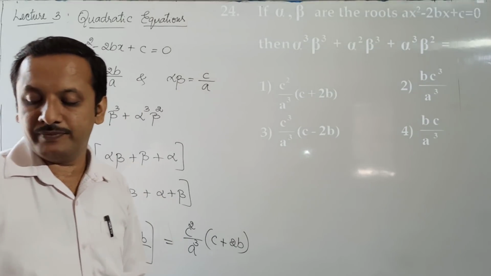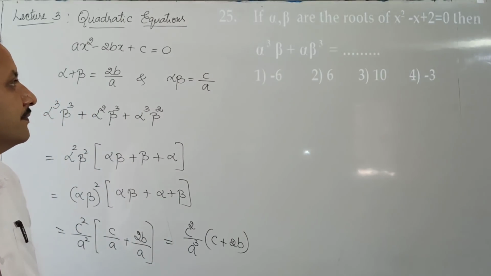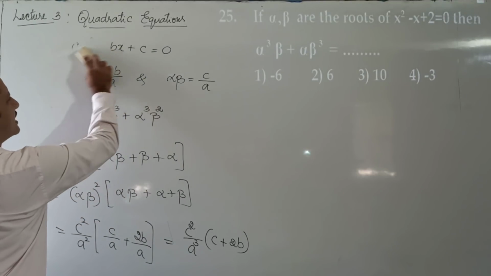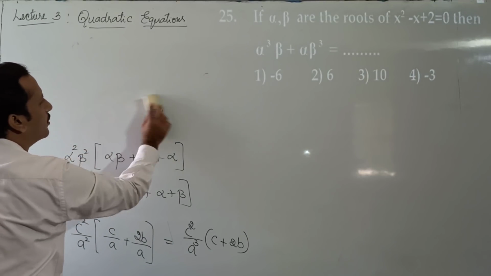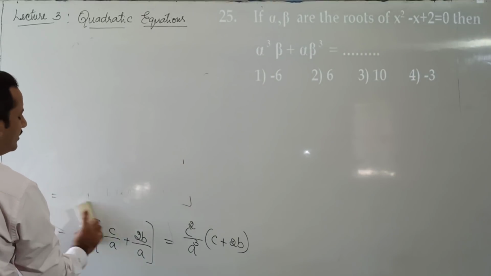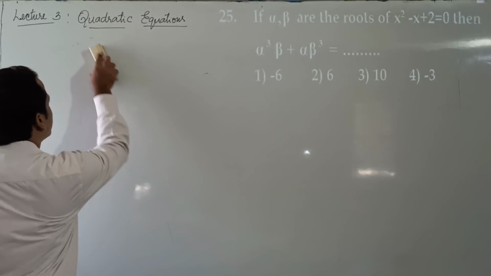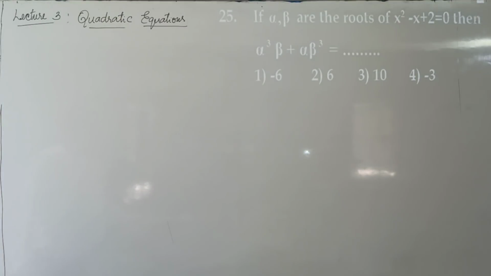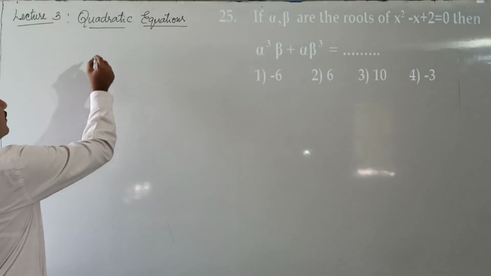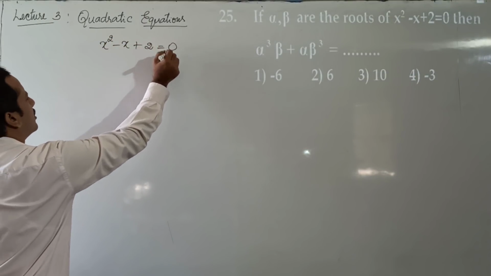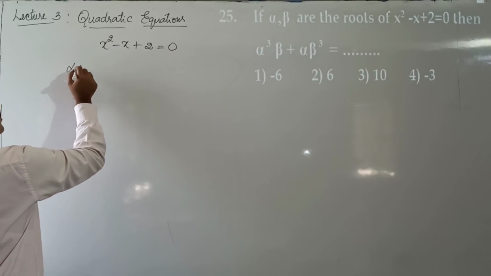Okay, then let's have a look at the next question. If alpha and beta are the roots of x square minus x plus 2 equal to 0, then alpha cube beta plus alpha beta cube is equal to. Given that alpha and beta are the roots of x square minus x plus 2 is equal to 0.